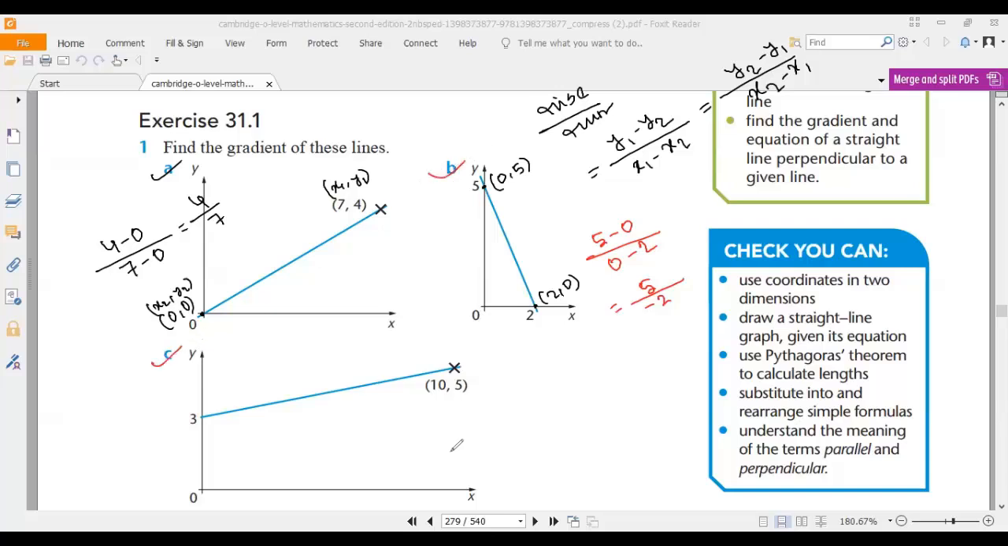Now question number C, what is the gradient? We need to find out this point. This point will be 0, 3. Then what is the formula? y1 minus y2. So 5 minus 3 divided by 10 minus 0. 5 minus 3 will be 2 and 10 minus 0 will be 10. So after dividing 10 by 2, you get 5. So the answer will be 1 by 5. And that is the solution of 1C. I hope you understand this part properly.